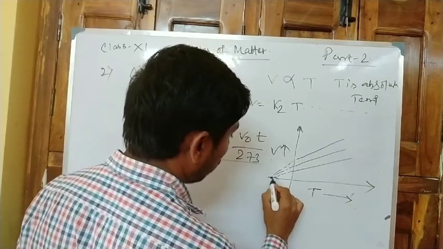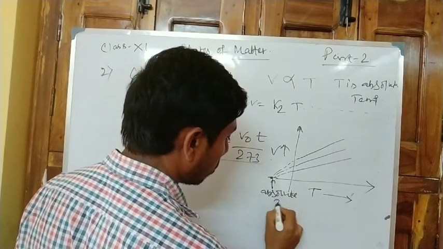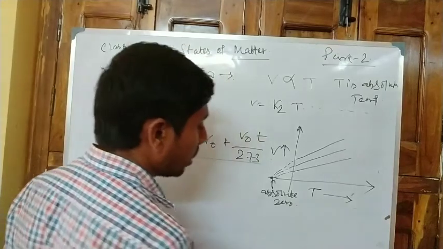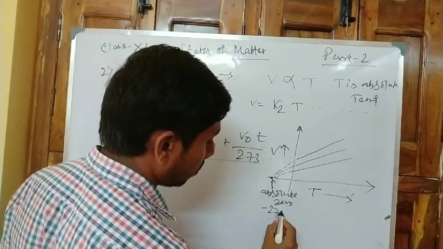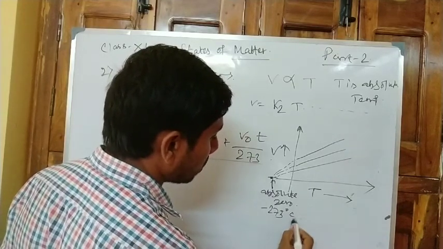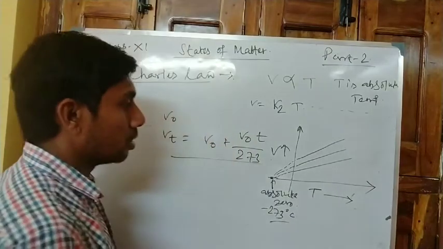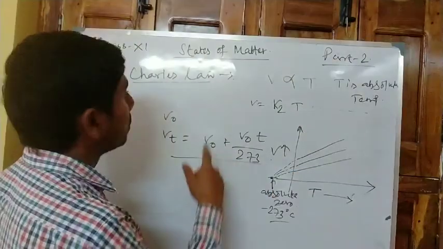This point is known as absolute zero. It is expected to be equal to minus 273 degrees centigrade. So this is the mathematical expression or graph of Charles' law.